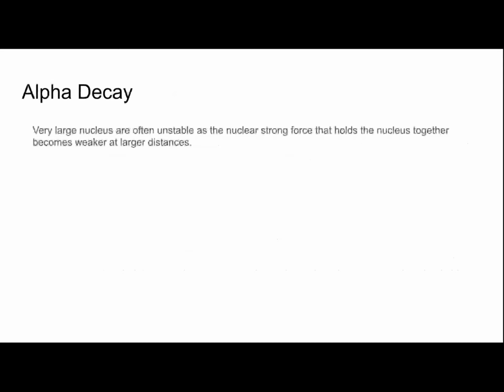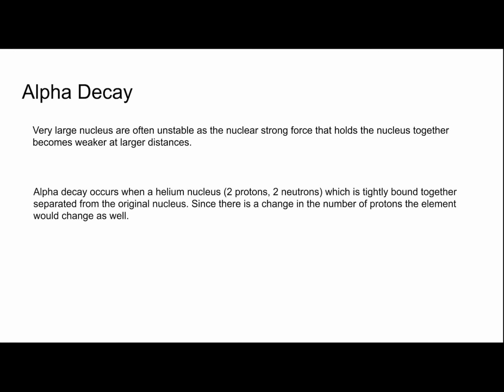Alright, so alpha decay. Very large nuclei are often unstable as the nuclear strong force that holds the nucleus together becomes weaker at larger distances. So alpha decay occurs when a helium nucleus, that's 2 protons and 2 neutrons, which are tightly bound together, are separated from the original nucleus. Since there is a change in the number of protons, the element will change as well. That's actually the same with beta decay as well.